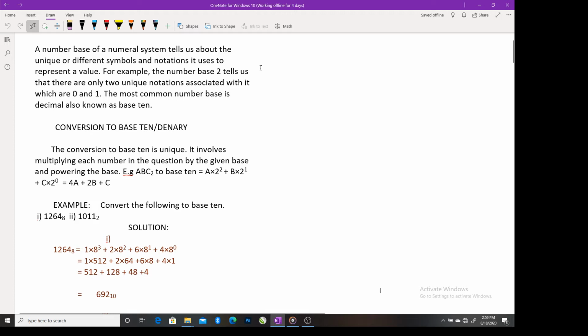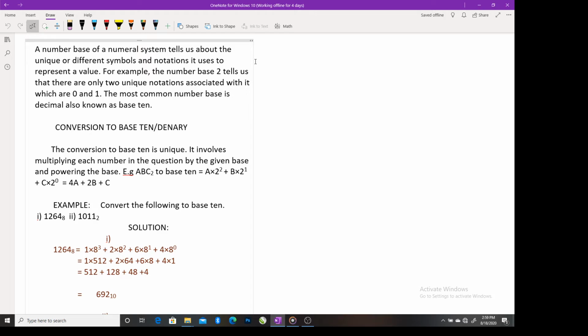Quickly, we will be treating a topic today. We're calling it number base. What is a number base? It's an aspect of mathematics that every student should be conversant with. So, what is number base? That's the first question we'll ask ourselves.